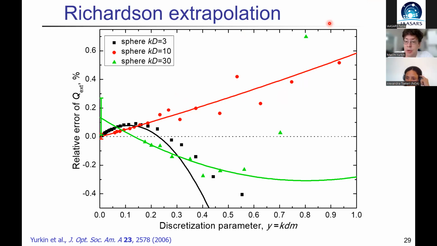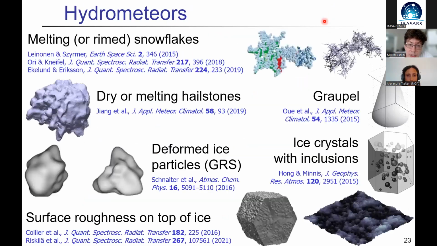Just a quick comment before we close the session, the webinar. We talked about dust, but from my understanding, DDA is very useful for ice particles and water droplets, since due to the small refractive index there, we don't have so big a problem with the size parameter. So I guess this is a nice application.